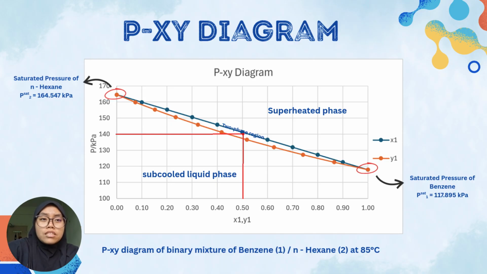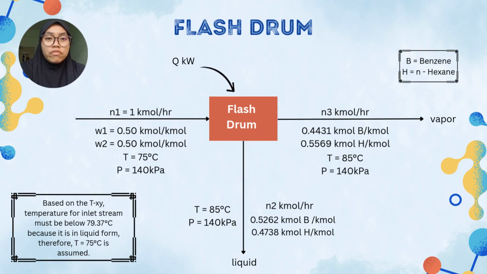As observed from the phase diagram, at a mole fraction of 0.5 and the pressure of 140 kPa, the mixture exists in the two-phase region. Hence, 140 kPa is an optimal operating pressure for achieving effective phase separation. Next, we have PFD for flash drum with an inlet molar flow rate of 1 kmol per hour. This feed is an equimolar mixture of benzene and n-Hexane.